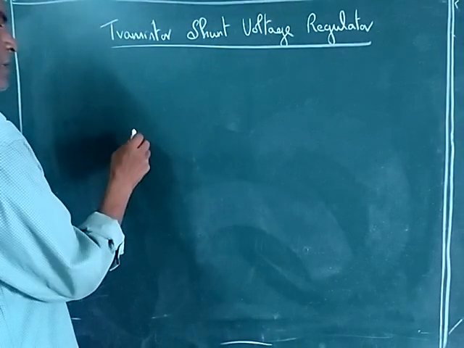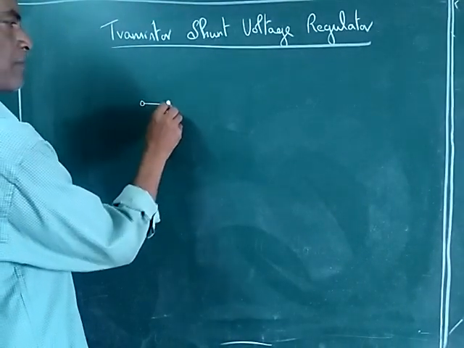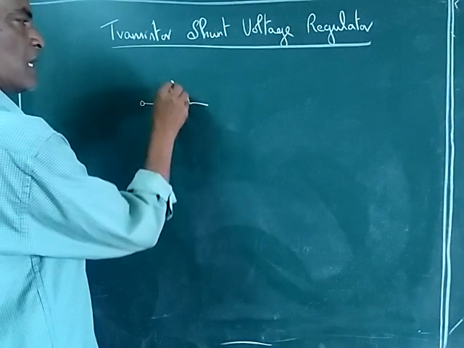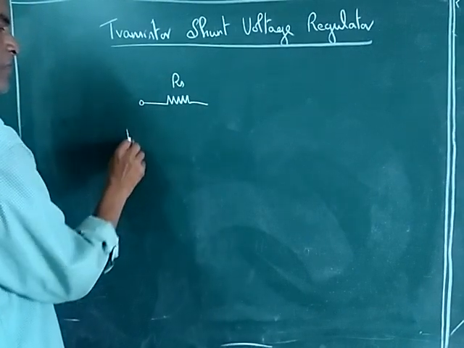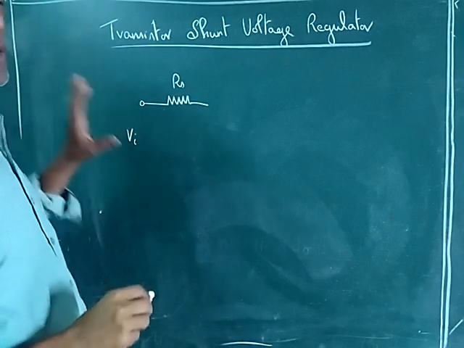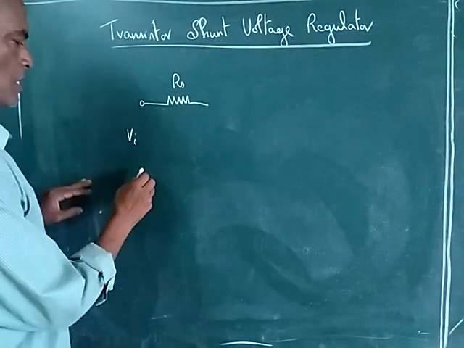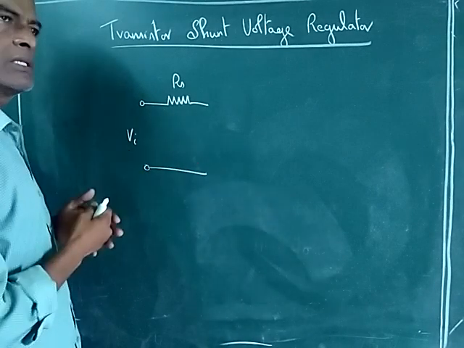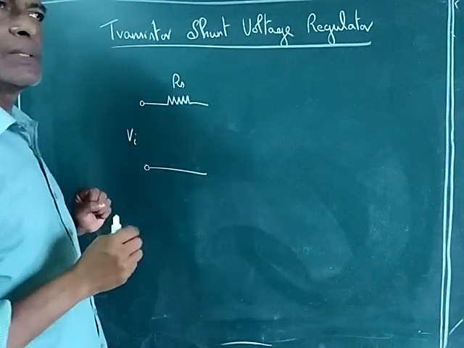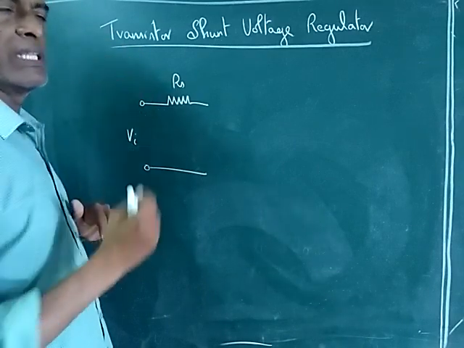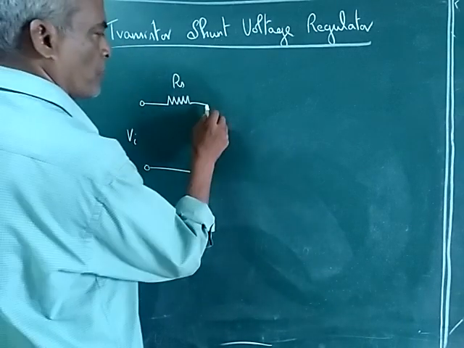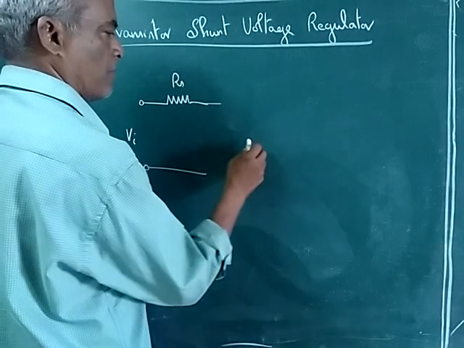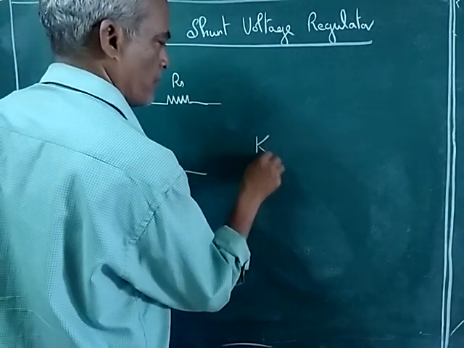So basically we have a series resistance Rs and Vin. This is an unregulated input voltage. Of course we know the minimum voltage and the maximum voltage. We have to design for the worst case. That means we have to take only the maximum voltage. Okay. Then we have a transistor here.